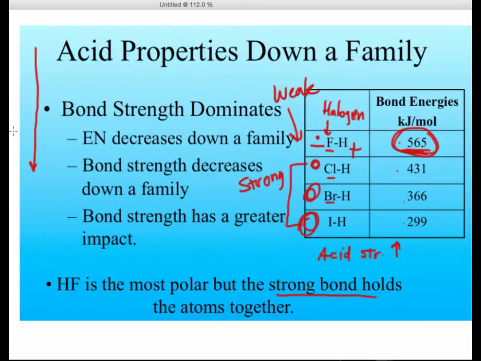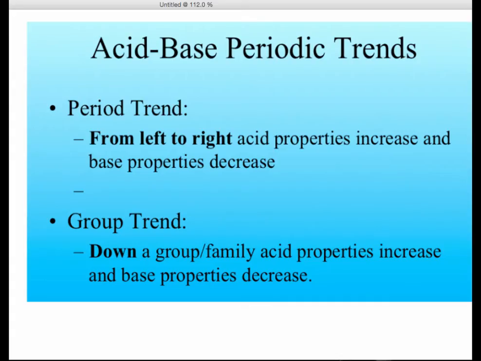All right. So as you go down the periodic table, you get a more acidic acid. And as you go across to the right, you get a more acidic acid. So you might want to write that on your periodic table. You can write down the periodic trend and the group trend. So going from left to right or from right to left, it's up to you. But the acidic properties tend to follow that trend.